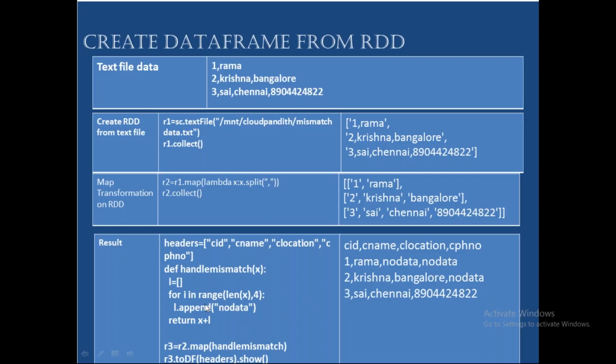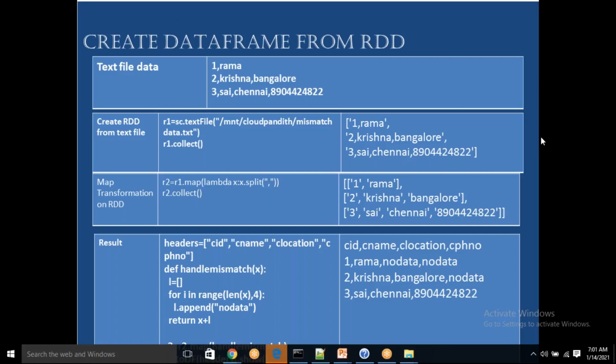Now you need to be active and tell me, friends: range of 2, 4 means how many values will it generate? What values will it generate? 2 and 3, sir. Yes. Range of 2 to 4 means it will generate 2 and 3. End minus 1, it will not generate 4. So it will generate 2 and 3.